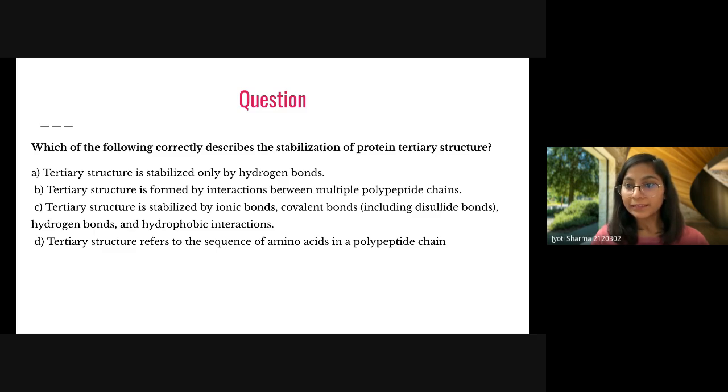So you have to select the correct one. You can write in the chat box, and you can also remove the mute and speak the answer. Okay, so the answer will be C, and let me explain why.